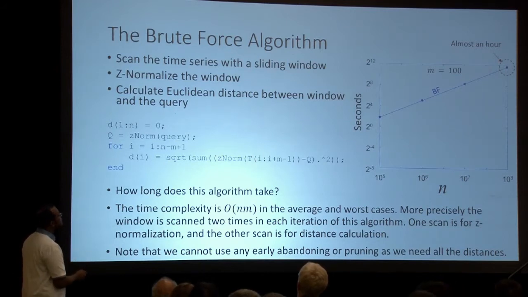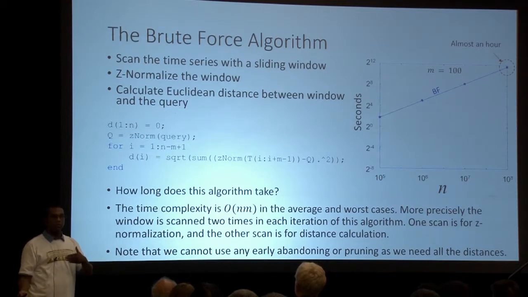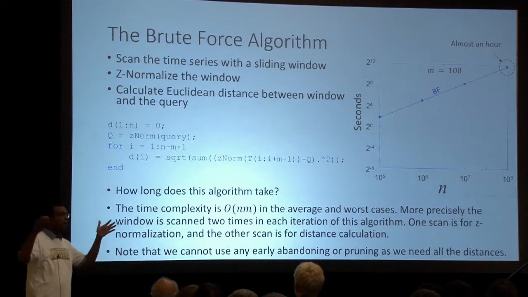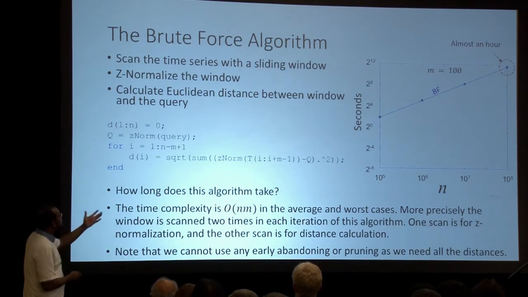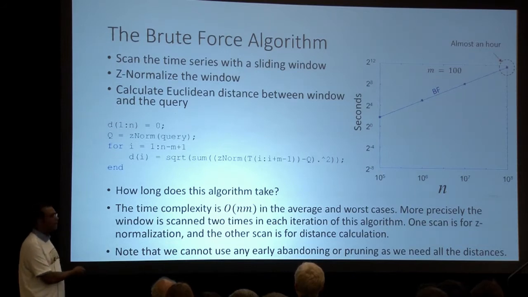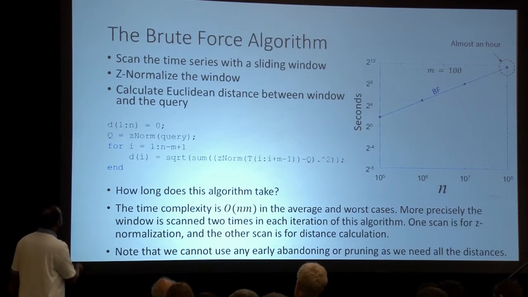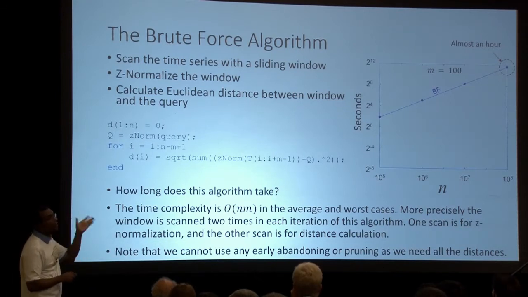So what you do is you normalize the subsequence on the fly, because you don't know which subsequence you are going to need. If you do it ahead of time, then you'll have to store it, and that will cost you almost nm space. You don't want that. So you normalize it on the fly, subtract the query, square the elements, sum them, square root them, and you get the distance. Very simple MATLAB script. How long does it take?